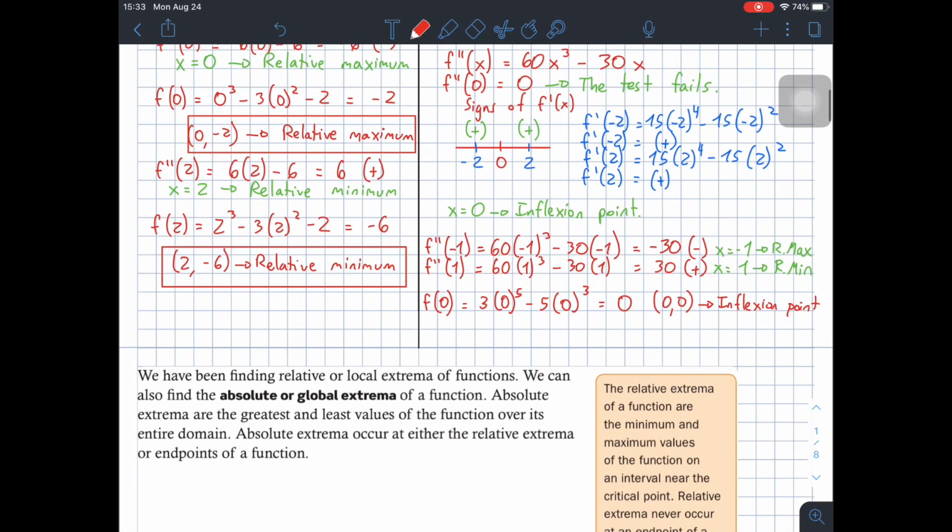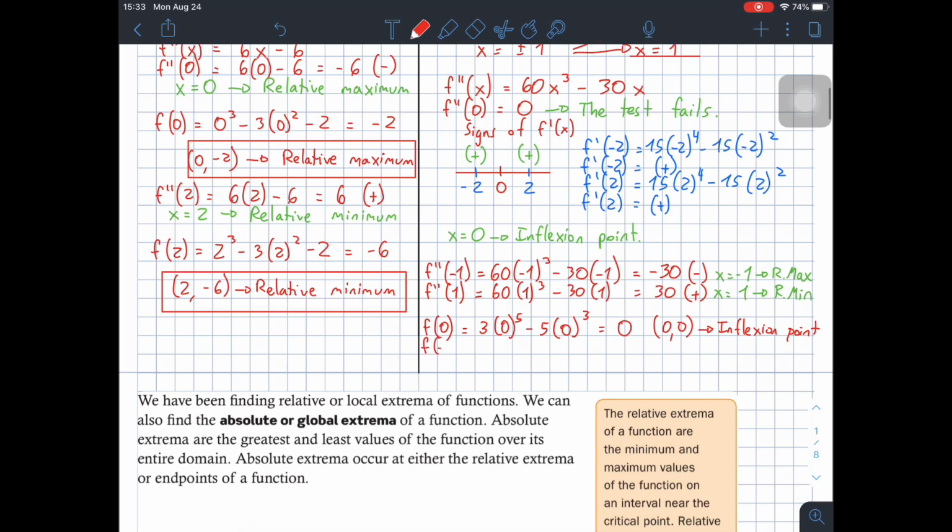There. Then for f of -1, we're doing the same thing, right? 3 times -1 to the fifth power minus 5 times -1 to the third power, and this is equal to a positive 2. Yes, positive 2. So the point -1, 2 corresponds to a relative maximum point.